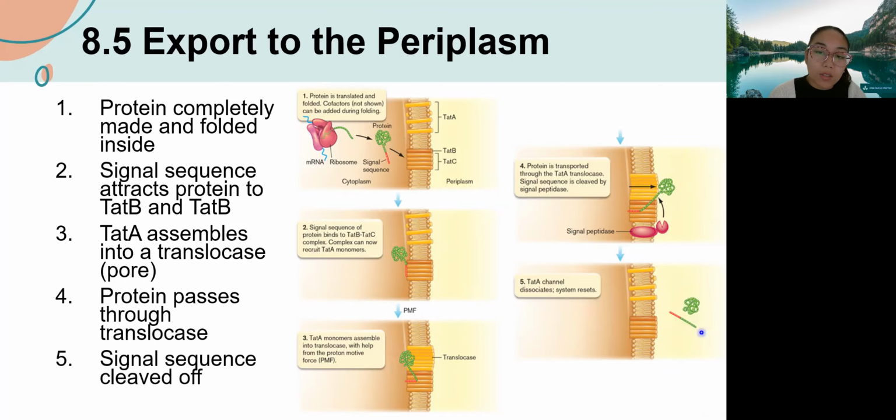And of course, that signal sequence is cleaved off. There's some kind of signal peptidase that comes and cuts off the signal sequence. So now it's just a protein by itself. Cool. So lots of ways to get proteins out of the cell.